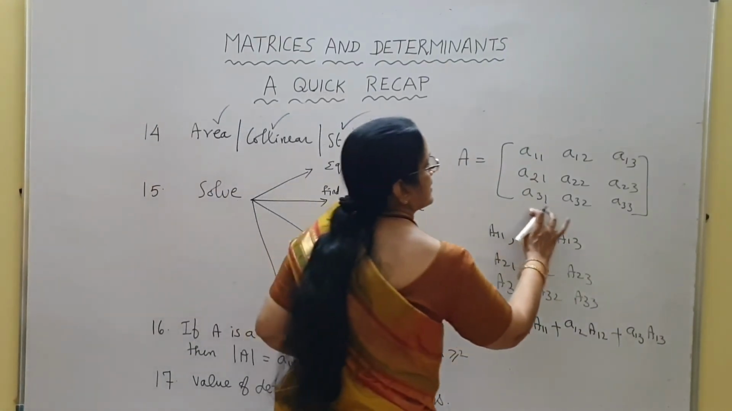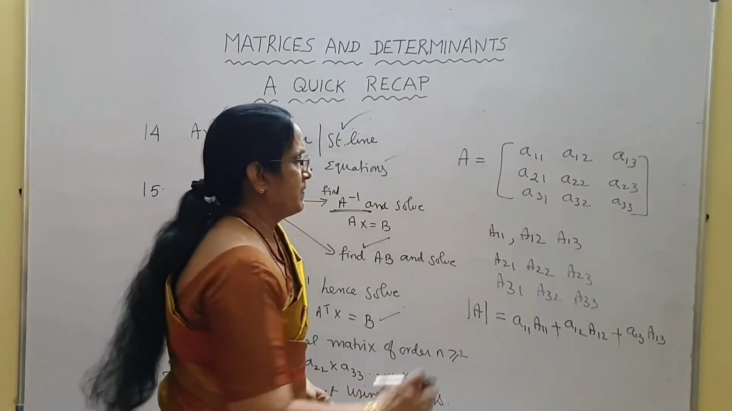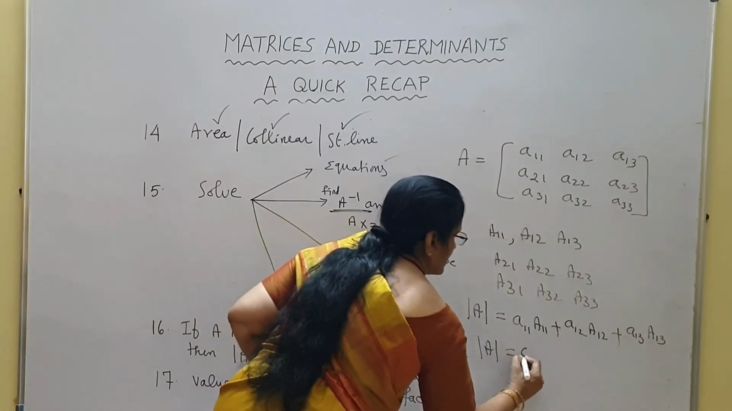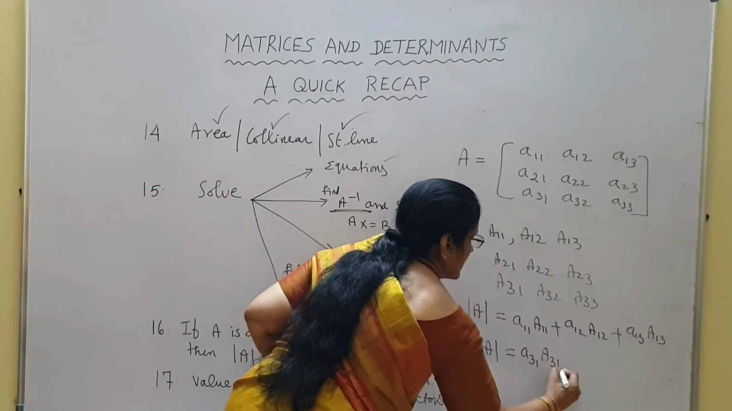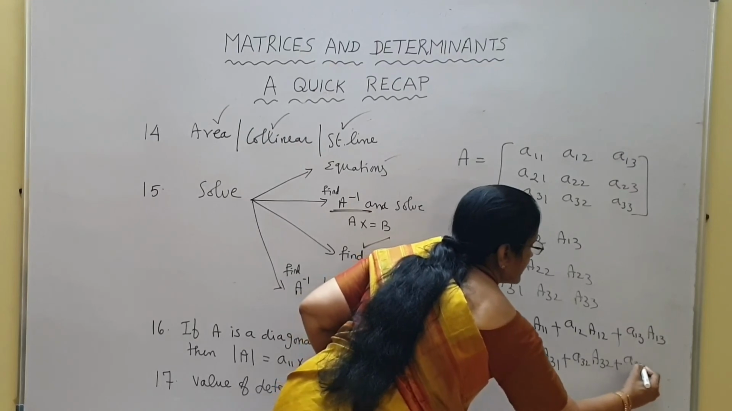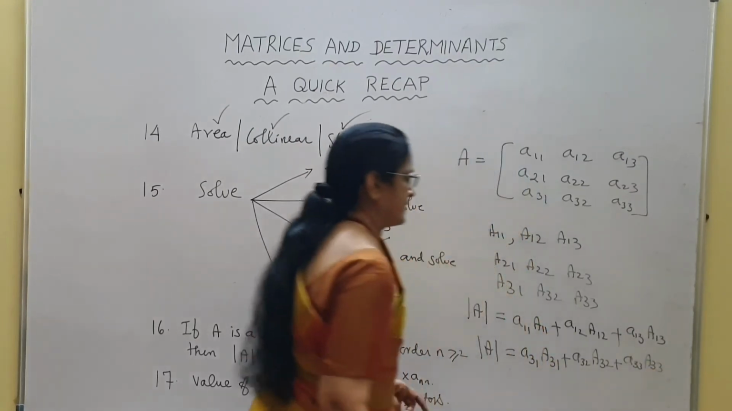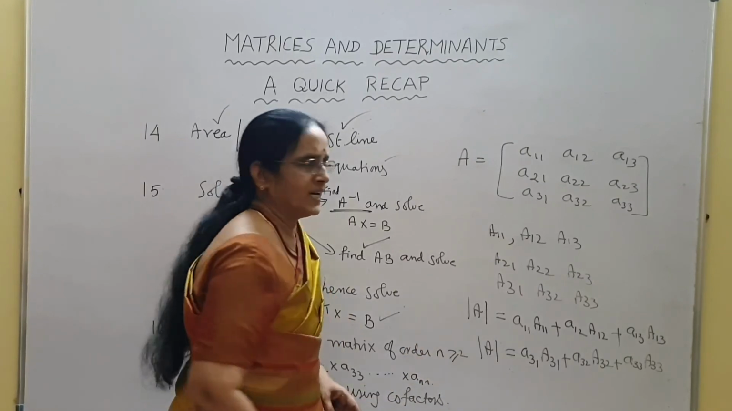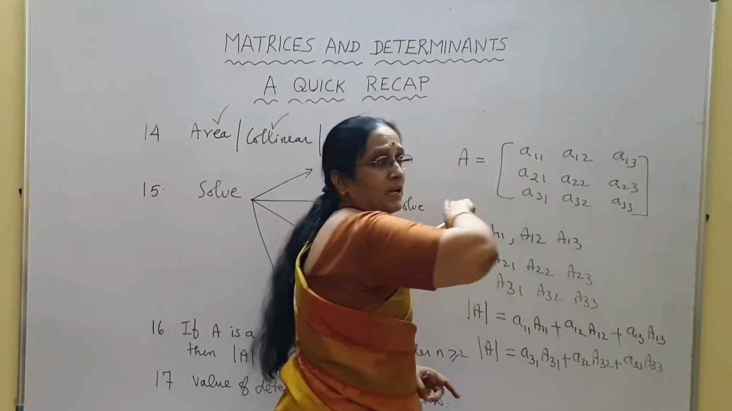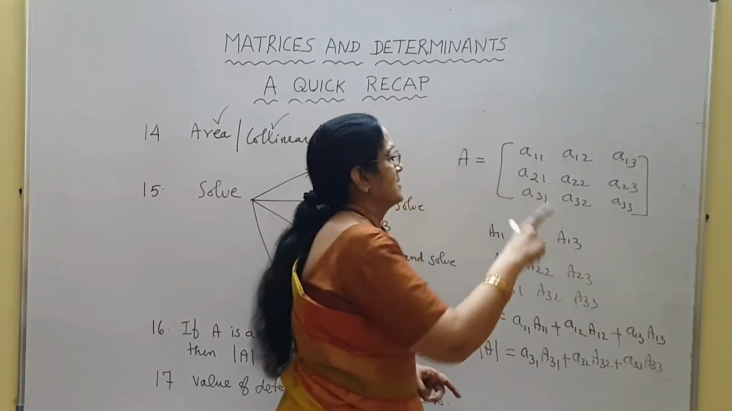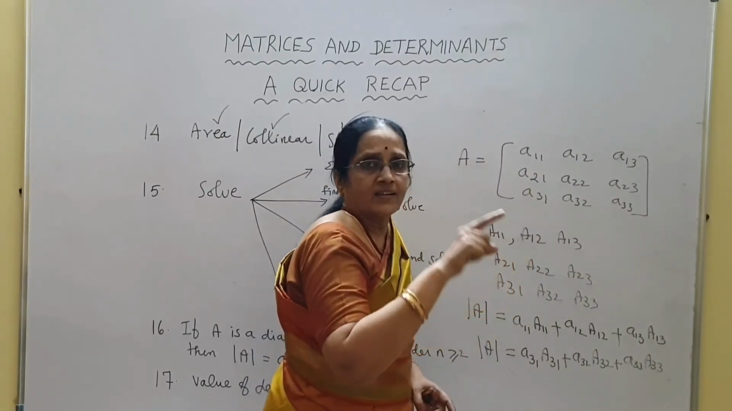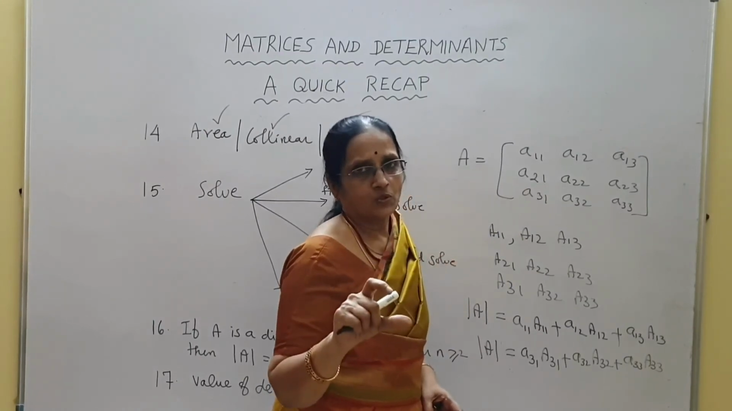Suppose you take the third row. Then what will happen? The determinant of A, you will get the same value: a31 into the cofactor A31, plus a32 into the cofactor A32, plus a33 into the cofactor A33. This will give you the value of the determinant. If you choose any column, then a11 multiplied by the corresponding cofactor, plus a21 with its cofactor, a31 with its corresponding cofactor, you have to add everything to get the determinant value.